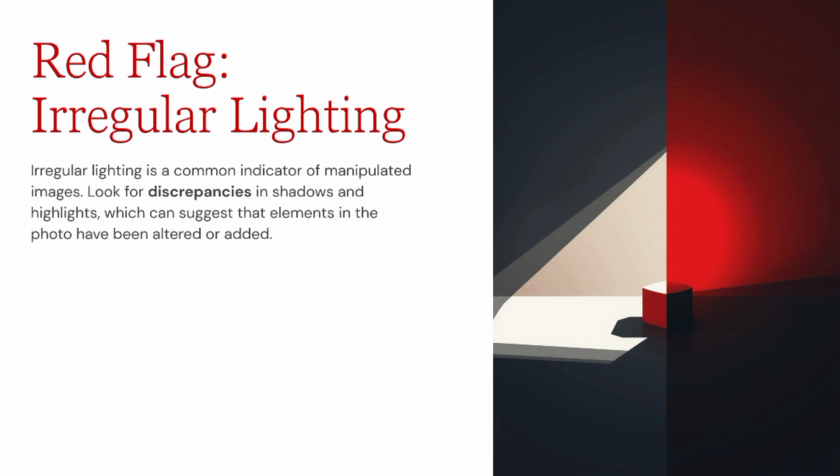Lighting should be consistent across the entire image. If one object appears brighter or darker than the rest of the scene, it may not belong there. Differences in highlights and shadows often reveal that elements were digitally altered or inserted.